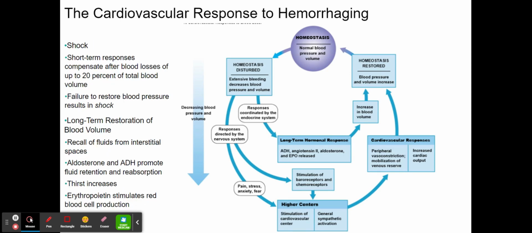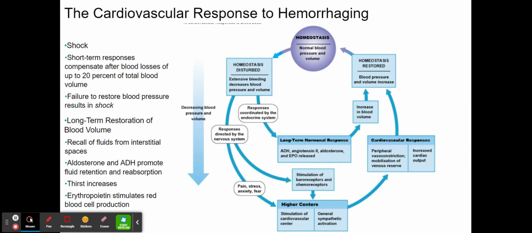Short-term responses temporarily compensate for a reduction in blood volume. Long-term responses are geared towards restoring normal blood volume. This process can take several days after a serious hemorrhage. The steps include the following. The decrease in capillary blood pressure triggers a recall of fluid from the interstitial spaces. Aldosterone and ADH promote fluid retention and reabsorption at the kidneys, preventing further reduction in blood volume.